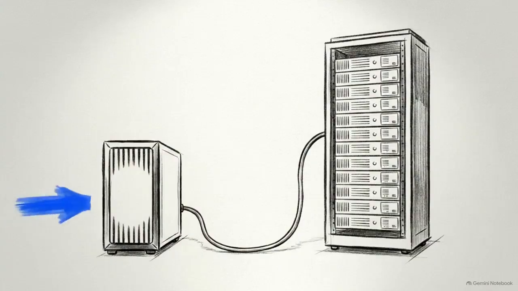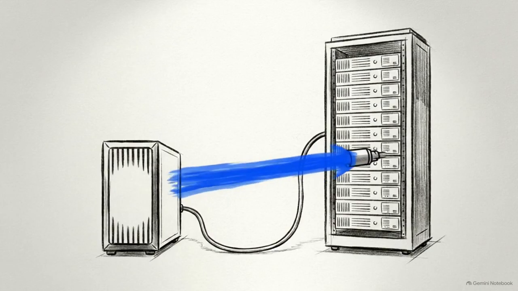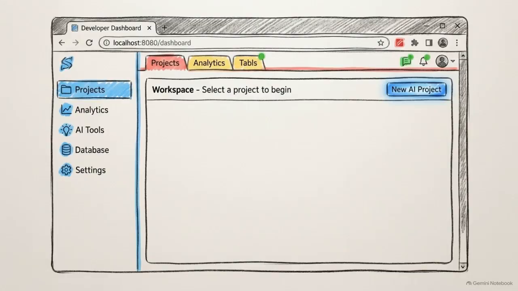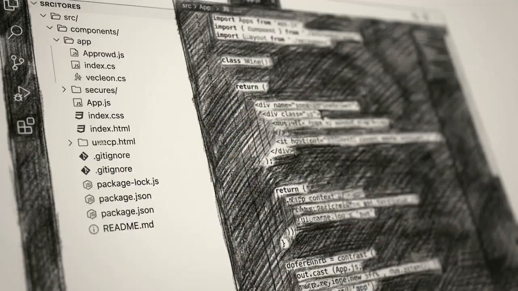Now that the codebase is prepared, we need to connect the application to its AI brain via the Gemini API. Open your web browser and navigate to the Google AI Studio dashboard. Click the Get API key button, generate a new key specifically for this project, and copy that string of text securely to your clipboard.